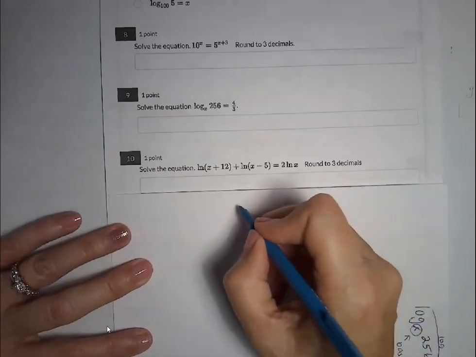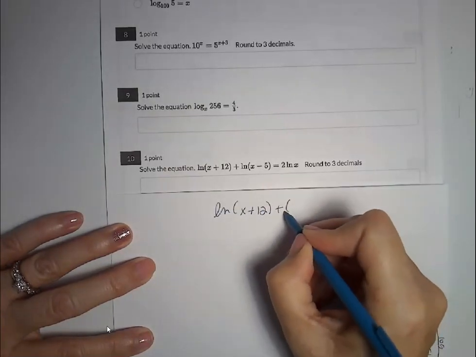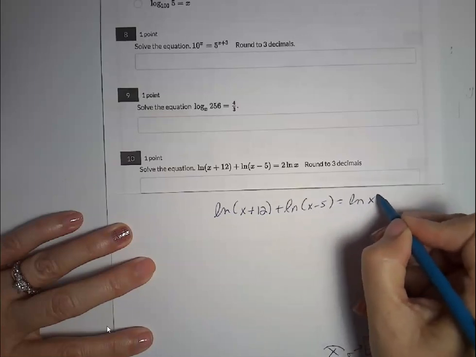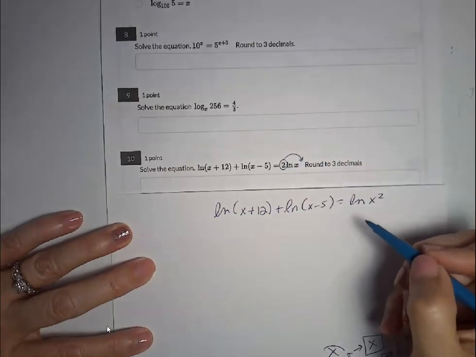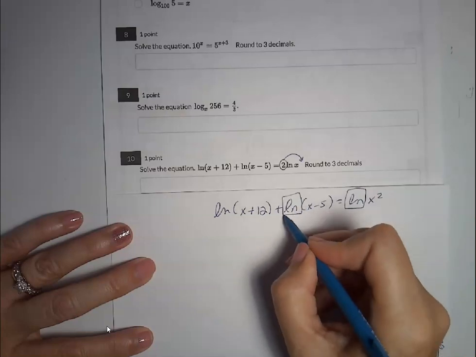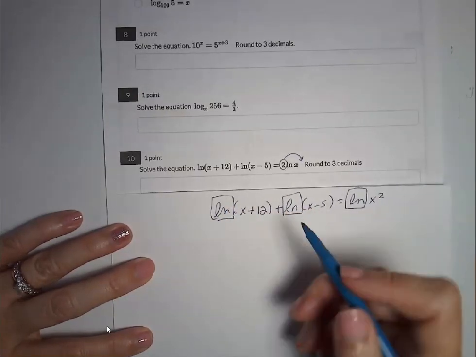So I could rewrite this as the natural log of x plus 12 plus the natural log of x minus 5 is equal to the natural log of x squared. I took this 2 here and I moved it as an exponent because now I have the same log and base. Okay, so I know I can start doing some magic here.